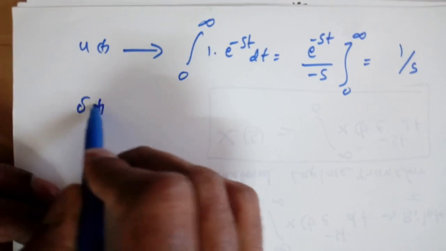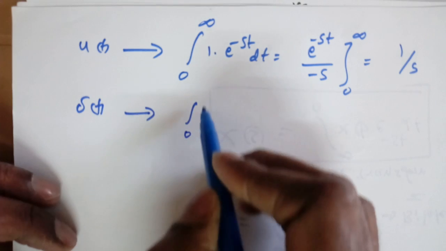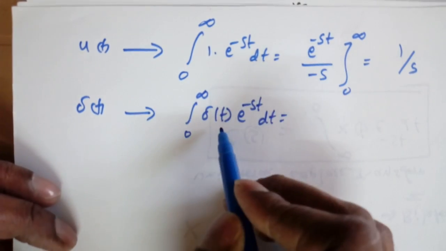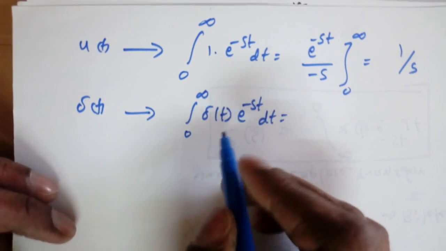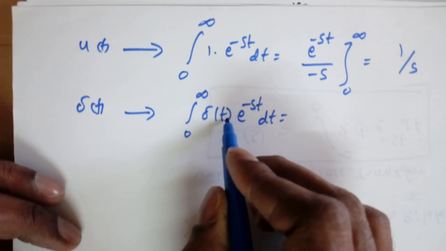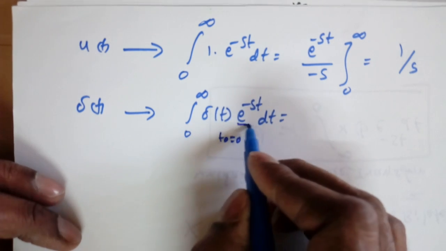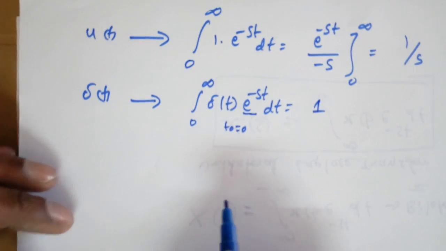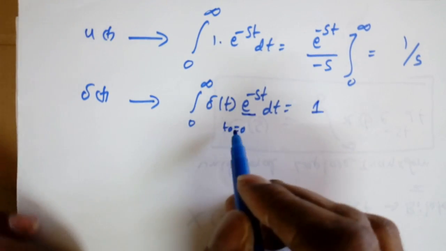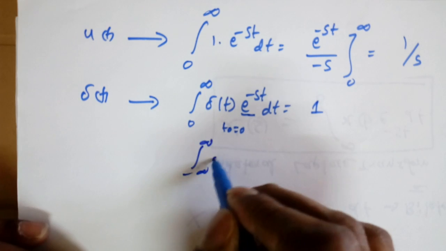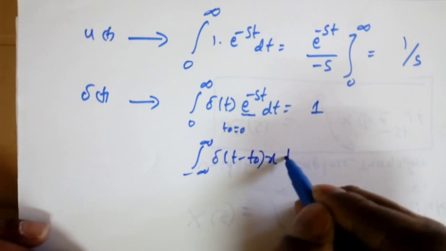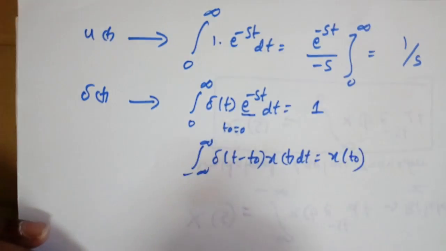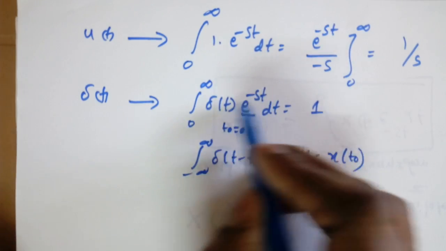Similarly for delta t, the unit impulse signal, it is integral from 0 to infinity of delta t into e power minus st dt. From signals and systems, for delta t minus t naught, here t naught is 0, and this is x of t. If I substitute t naught here, we will get simply 1, right? This is the impulse function property, that is integral from minus infinity to infinity of delta t minus t naught times x of t dt gives x of t naught, and here t naught is 0.